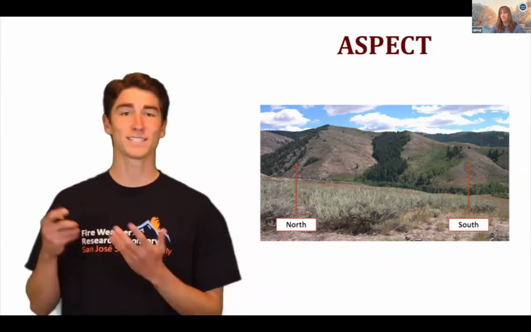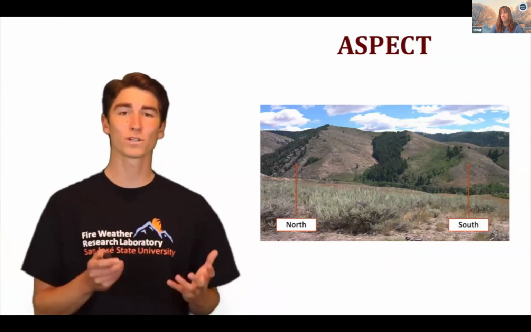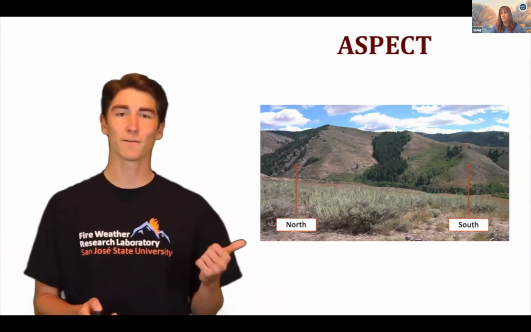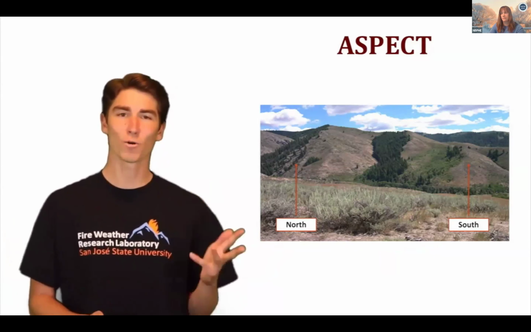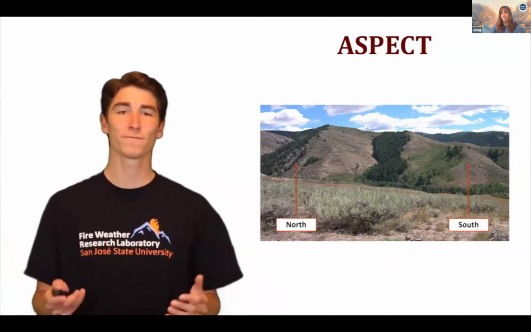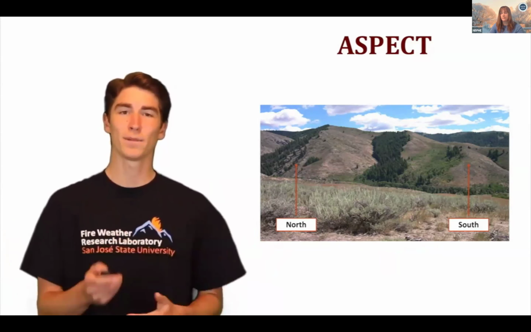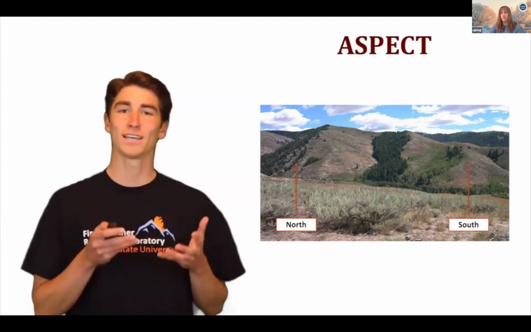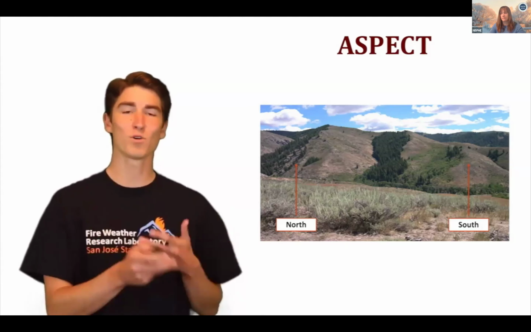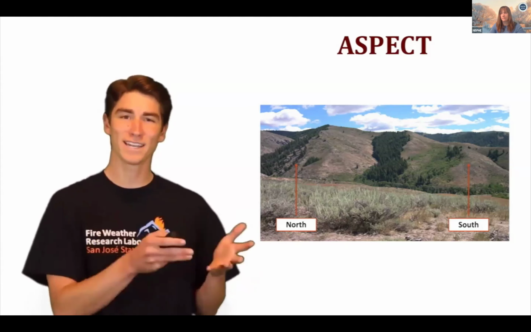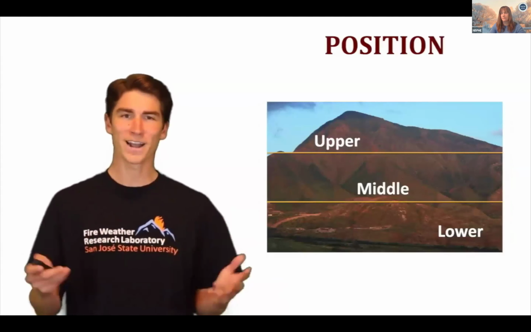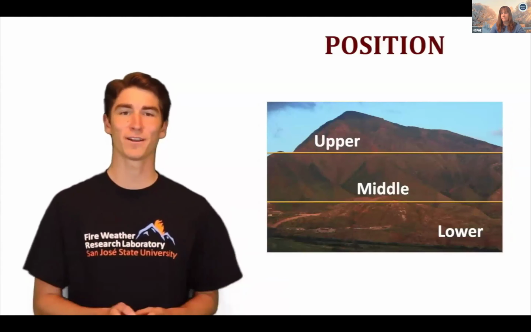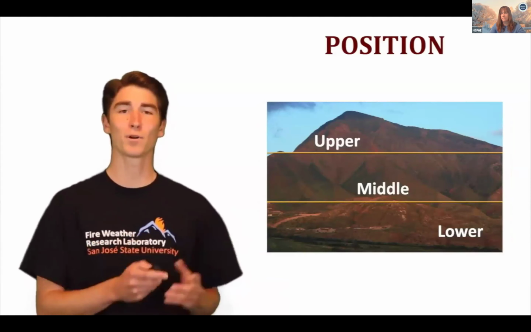On the flip side, on the south slopes, that's where you get more sun exposure. So that's where you get lighter fuels, higher temperatures, lower relative humidity, and lower fuel moisture. So this is where wildfire is most critical because it's where an ignition most easily occurs, and then once that ignition does occur, that fire can spread rapidly. Finally, we have position, which is another characteristic of topography, and you can refer to this as the lower, middle, or upper parts of a slope.